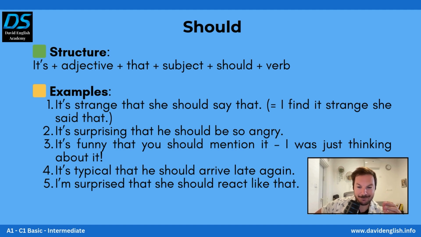Let's look at an example. Number 1, "it's strange that she should say that." It actually means, I find it strange she said that. Number 2, "it's surprising that he should be so angry." Or 3, "it's funny that you should mention it. I was just thinking about it." And 4, "it's typical that he should arrive late again." "I'm surprised that she should react like that."